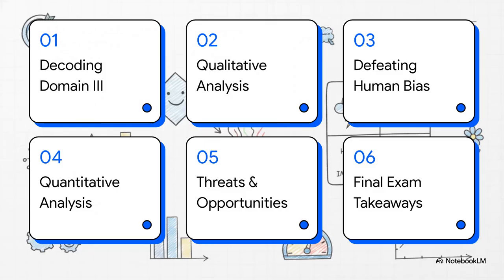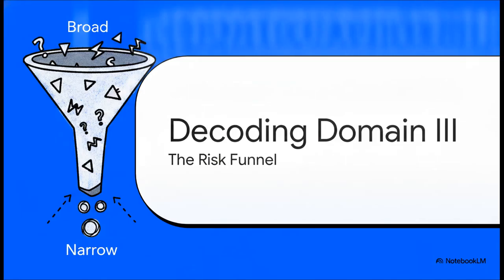To conquer that 23%, here is our game plan for this explainer. We'll decode Domain 3, dive into Task 1 on qualitative analysis, look at how to defeat human bias, tackle Task 2 on quantitative analysis, explore Task 3's threats and opportunities, and then tie it all together with your final exam takeaways. Let's move. So kicking things off, decoding Domain 3, which we like to call the risk funnel.